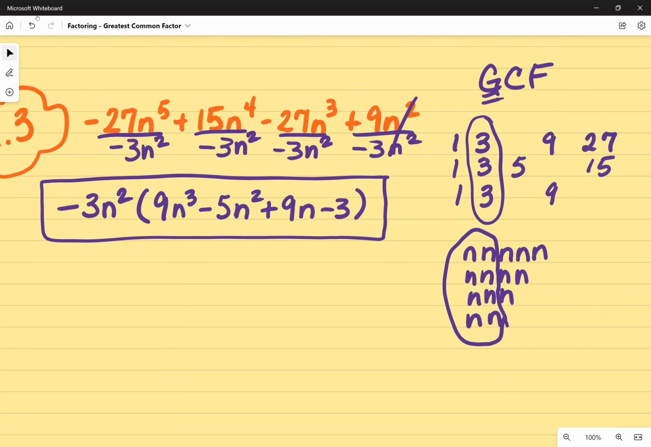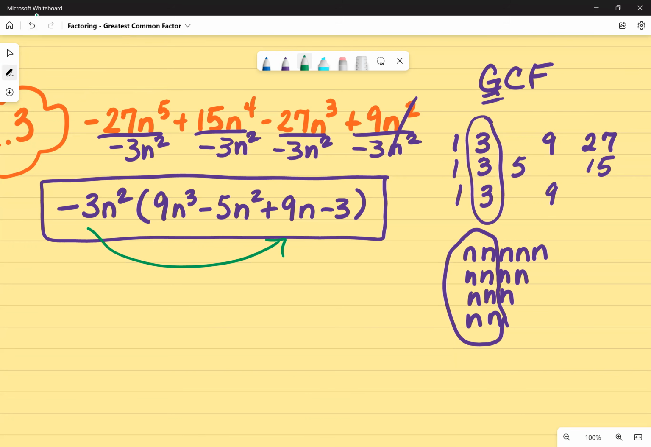I know most of you don't like to do this, but it pays to go back and double check it. And if you did that, you'll see that negative 3 times 9 is negative 27. And then n squared times n cubed, you add your exponents. So 2 plus 3 is going to be 5. So you should have that n to the 5th there. Then you're going to have your negative 3 times negative 5, which is positive 15, which you see. And then n squared times n squared is n to the 4th, which you see.